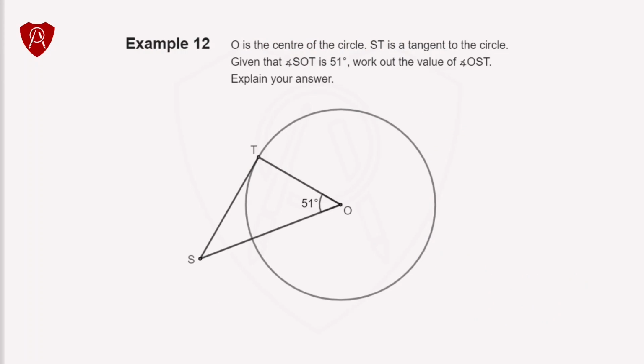Example 12. Line TO is the radius. The angle between the radius and the tangent is 90 degrees. So the angle OST must be equal to 39 degrees, so that the sum of the three angles in this triangle is 180 degrees.